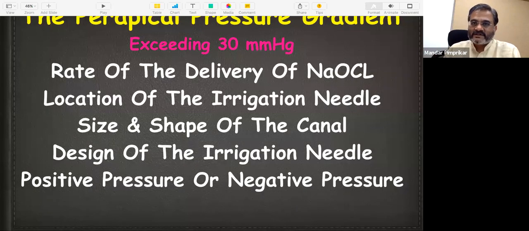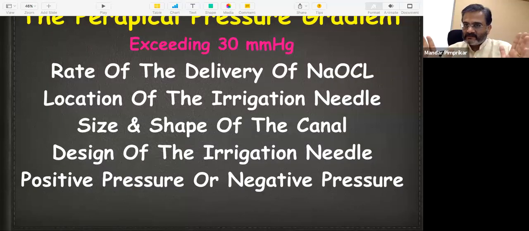Location of the irrigation needle, the closer the needle is to the working length, there is potential danger of extruding the hypochlorite. That is why use side vented needles. Size and shape of the canal, I already told you, wide canals, go for negative pressure, don't use positive pressure. Design of the irrigation needle, which I already told you, side vented 30 gauge needle, and I am also working on a different design which will be introduced shortly.